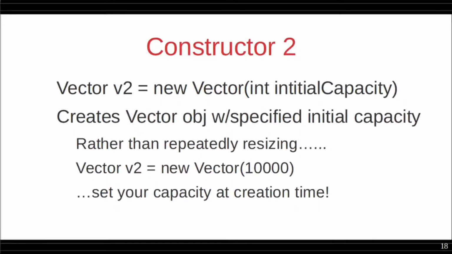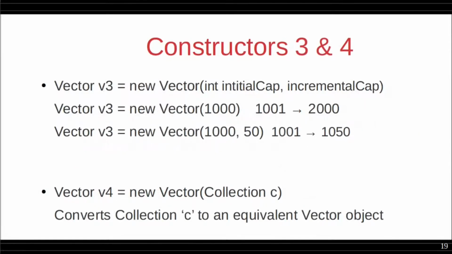The second one, this creates an empty vector object with the specified initial capacity. So it's better to try and set the capacity at creation time if you have some idea, rather than doubling your list 100 times. And the third constructor, now here's something ArrayList cannot do, some flexibility with resizing that ArrayList doesn't have. And this helps make up for some of the more potential wasted memory due to the way vector resizes. So this one, we have an initial capacity and the incremental capacity.